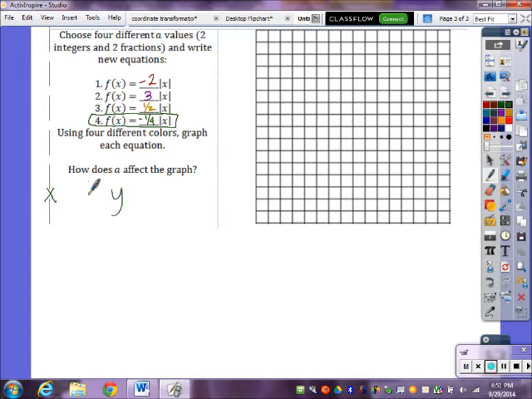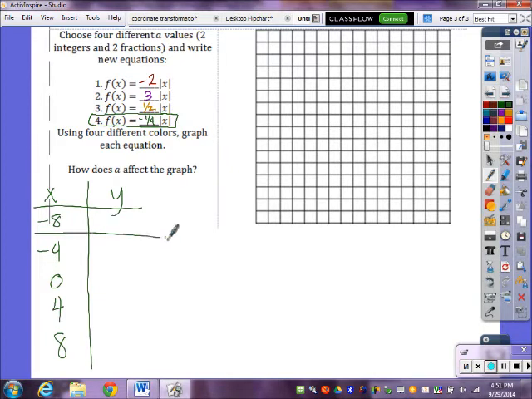So if I have to multiply by 1/4, that's the same thing as dividing by 4. So I'm going to pick multiples of 4. And so I'm thinking -8, -4, 0, 4, and 8. Because if I divide each of these by 4, I get a whole number. So choose smart. You have options. Choose smart. Make your life easier.